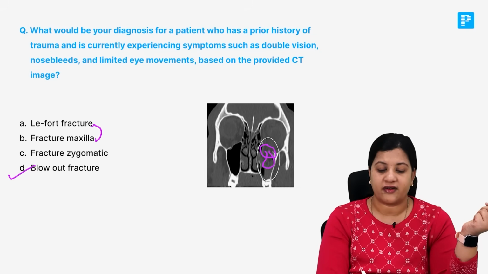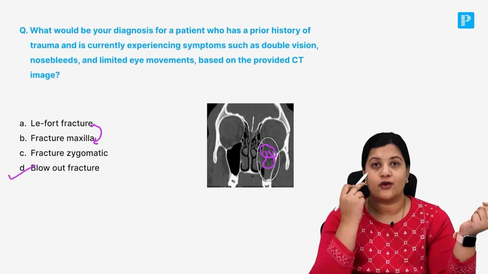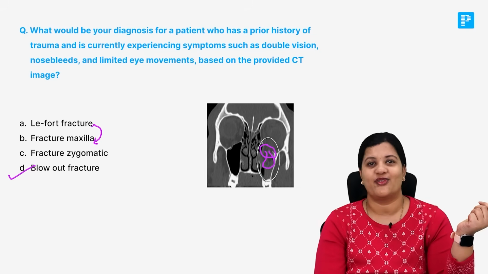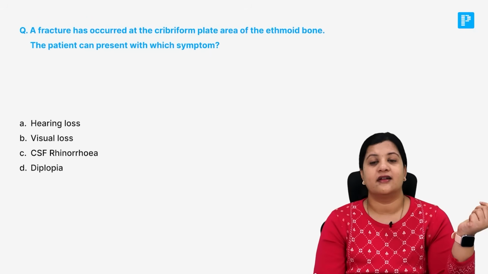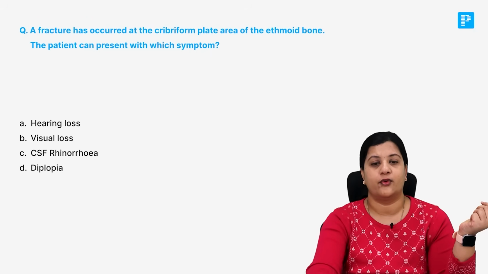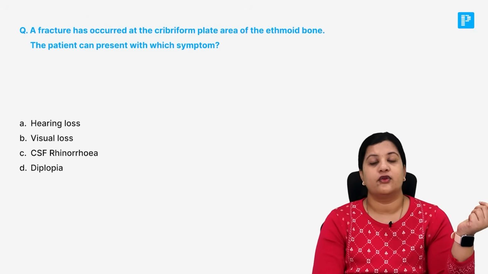Le Fort fracture is the fracture of the maxilla. Zygomatic fracture is called a tripod fracture. A fracture has occurred in the cribriform plate of the ethmoid bone. This can present to you with which symptoms?